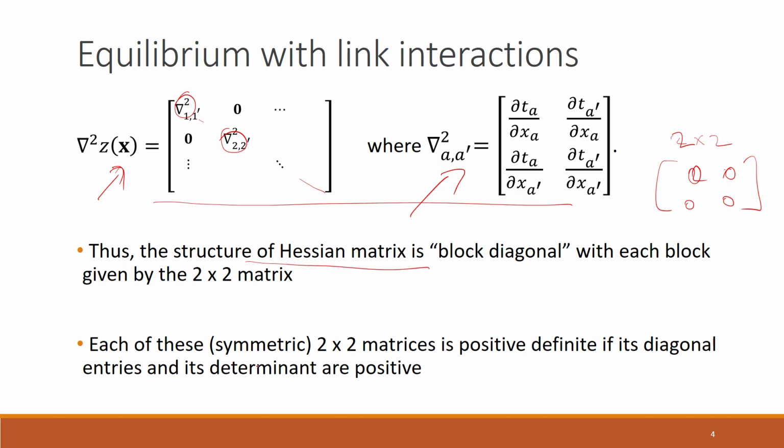Now, note that each of these 2 cross 2 matrices is positive definite if its diagonal entries and its determinant are positive. Okay.